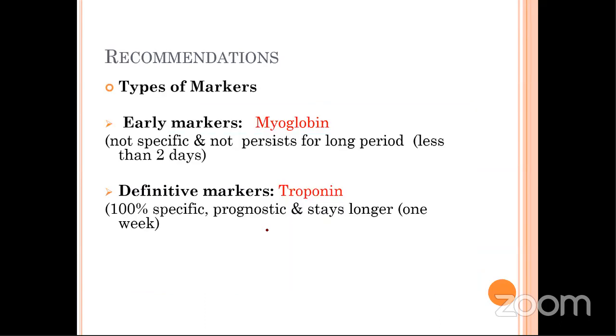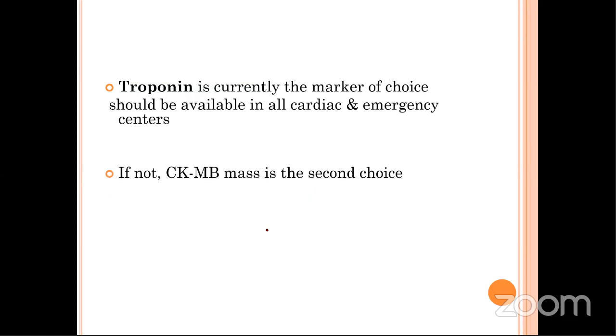So if you look at it, the early marker, myoglobin, is not specific and does not persist for a long period. And the definitive marker, troponin, is 100% specific, prognostic, and stays longer. So these are the 2 catch points. Earliest: myoglobin. Definitive and most specific: troponin. Therefore, troponin is the current marker of choice and should be available in all cardiac and emergency centers. And if not, then CKMB mass is the second choice.